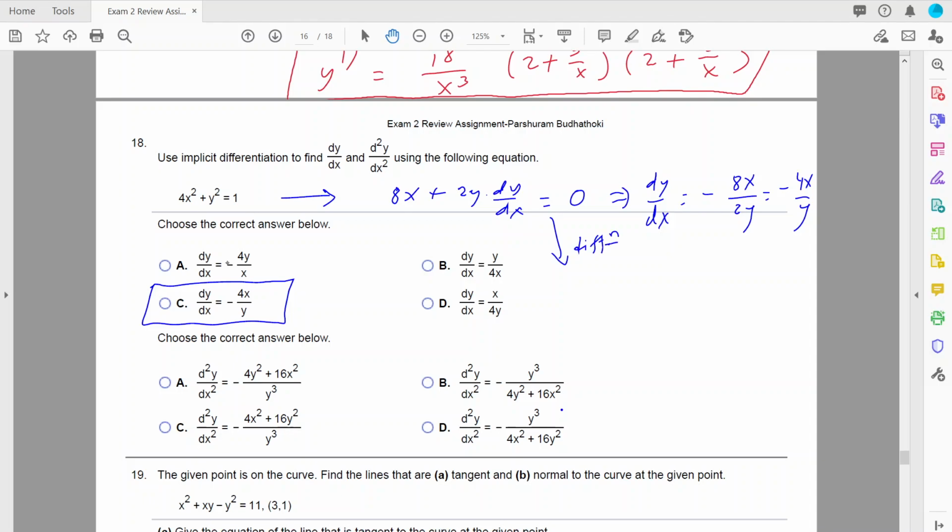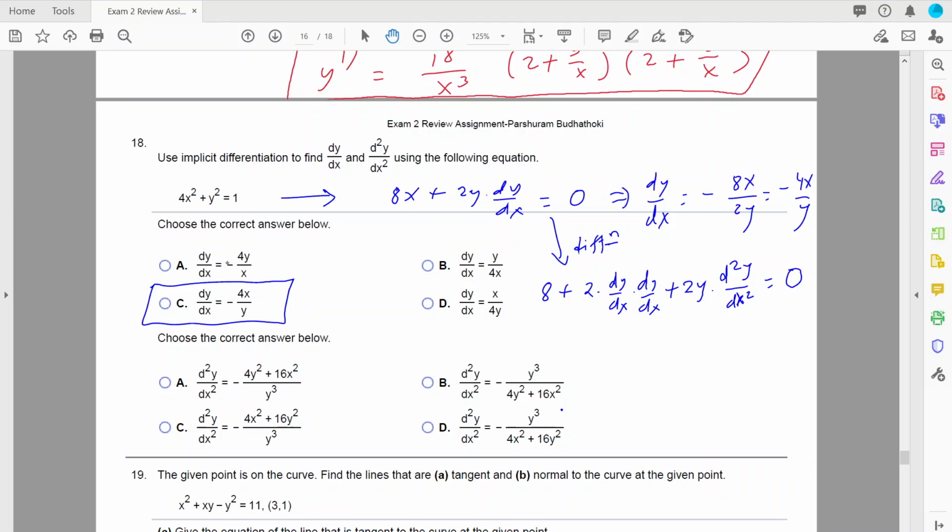Differentiate this first part, so it will be 8 plus, and now you have to treat this y and dy over dx as two different functions. So you have to use the product rule. First, I'm going to find the derivative of y, which is dy over dx, and there is already dy over dx, plus 2 times y, and the derivative of dy over dx is actually d squared y over dx squared, which is the second derivative. And on the right side, it's already 0. Now for finding this value, you have to bring everything to the right side, and you also have to plug in the value of dy over dx from the first part, which is negative 4x over y.